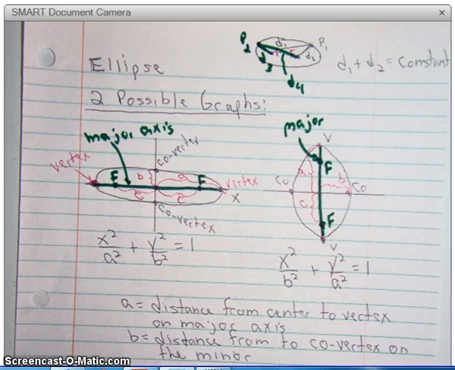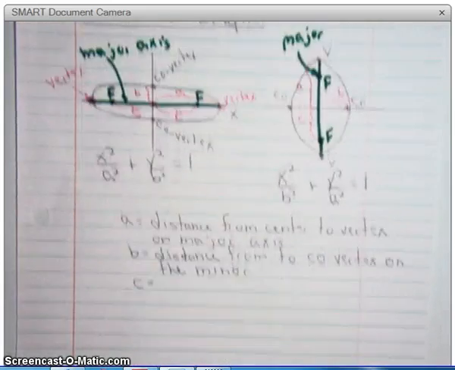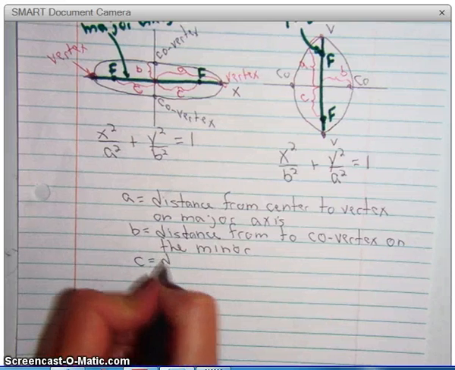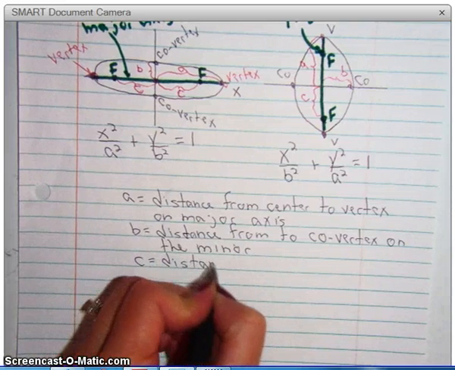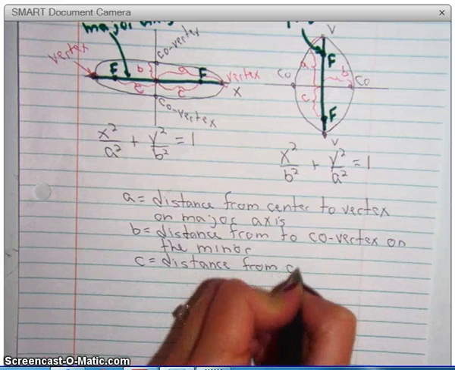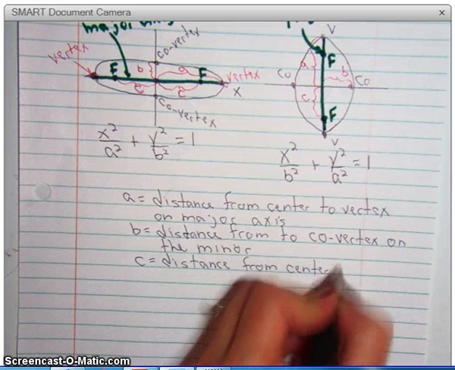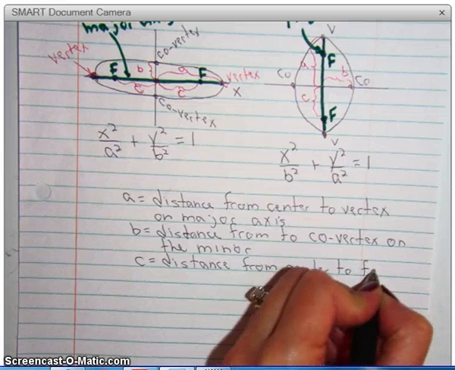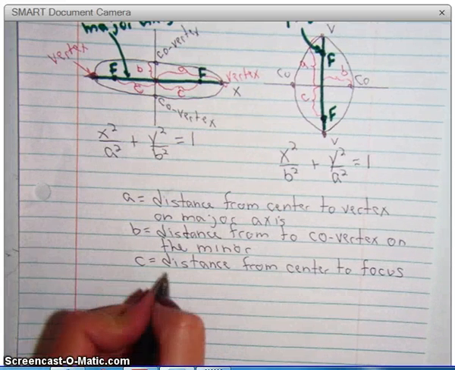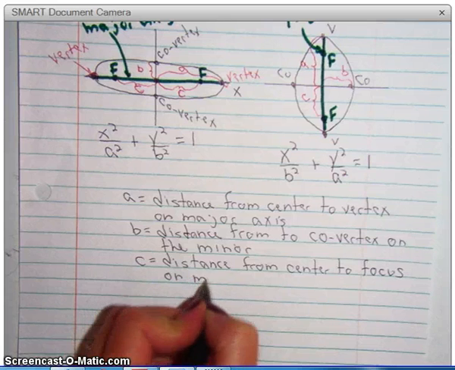Okay. C is always the distance from center to focus. Singular is focus. Where are the foci on? Major or minor? Major. On major axis.